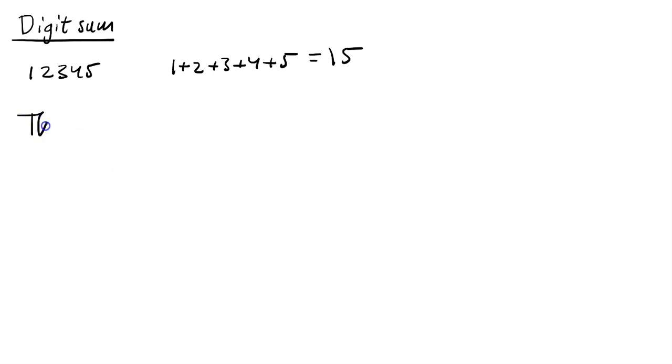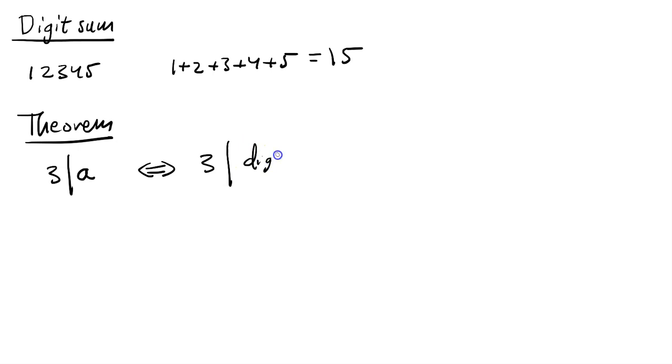Then we have a theorem saying that a number is divisible by 3. So 3 divides a number a if and only if the digit sum is divisible by 3. Okay, so 3 divides a if and only if 3 divides the digit sum of a.